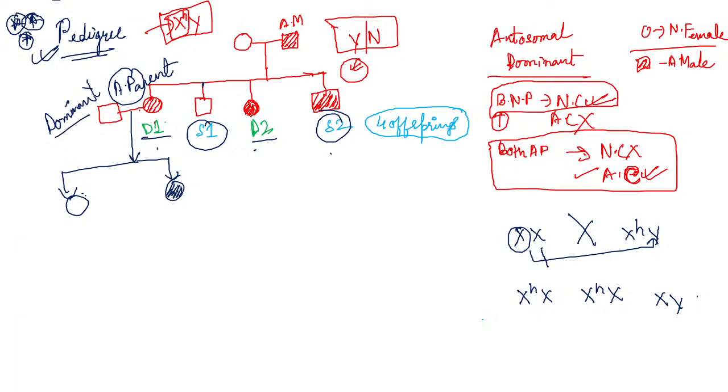Next, if this daughter marries an affected male, then also we'll get a combination of one affected child, may it be a daughter or may it be a son. So we'll get one affected child, and this is another son, right? So this was all about autosomal dominant trait.